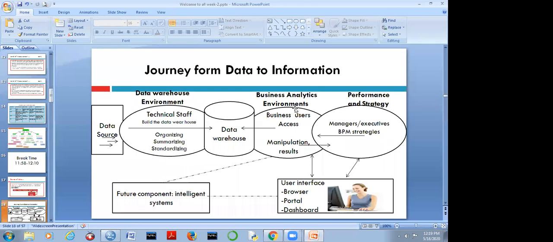They analyze the data, apply the statistical tool, and send it to the manager. On the basis of that information, the managers take the decision and make the strategy and norms of the company, and then provide that strategy to the end users through a browser, portal, or dashboard. And this is the full business intelligence, BI, technique of data to information. Through this diagram we can understand.